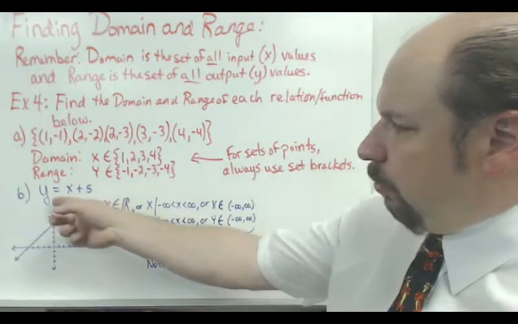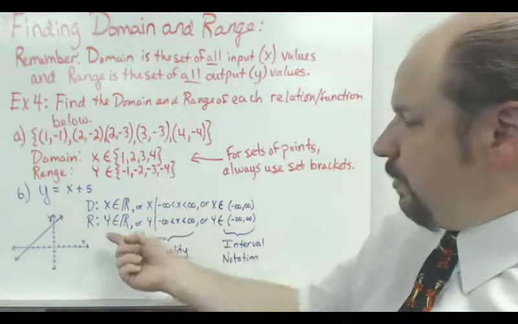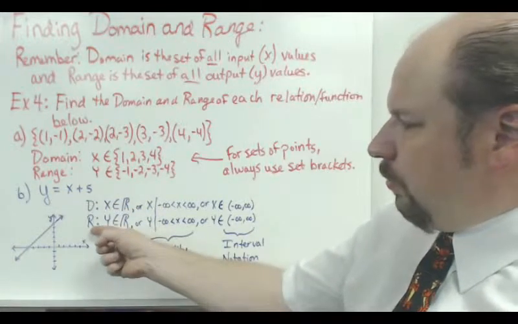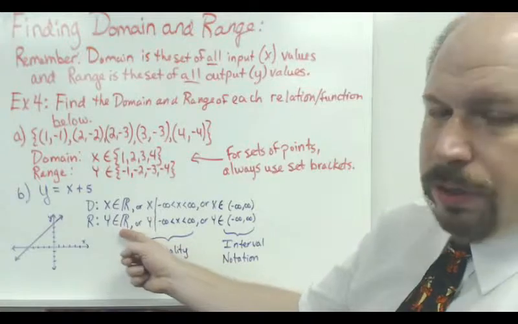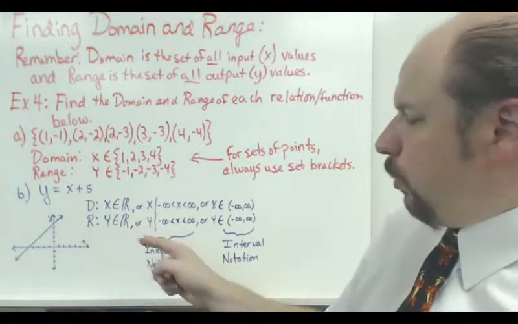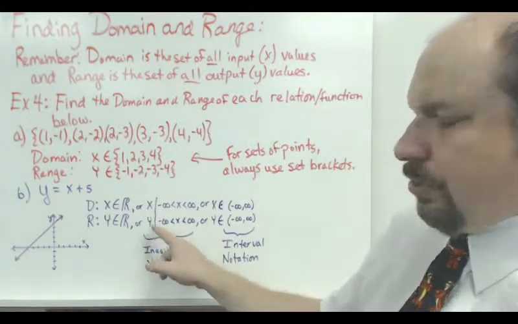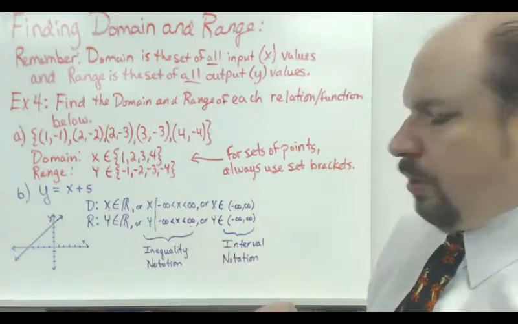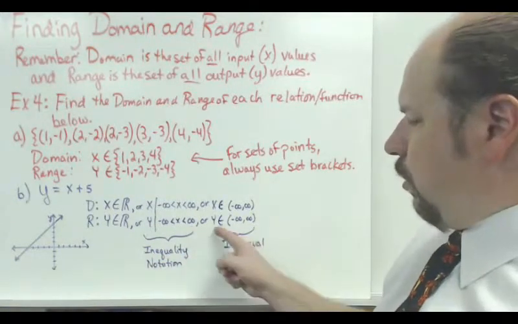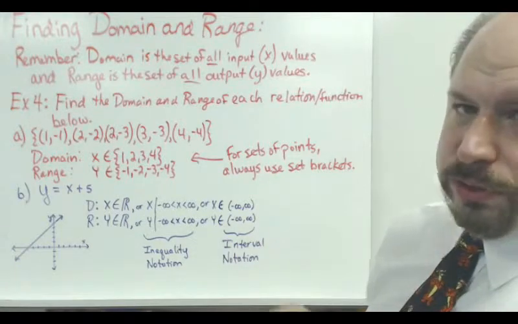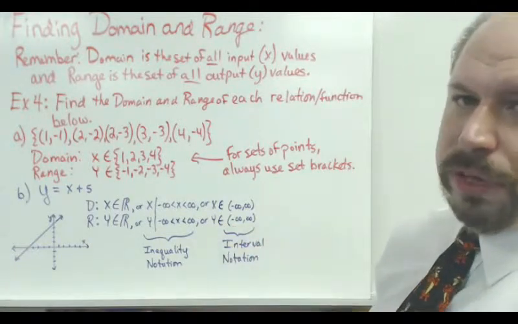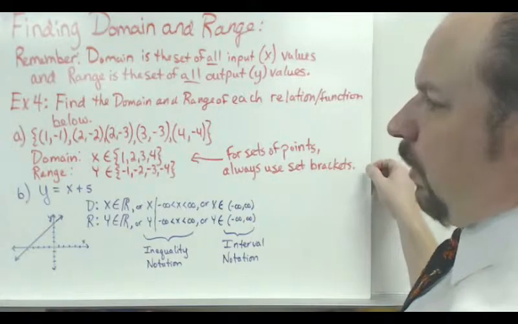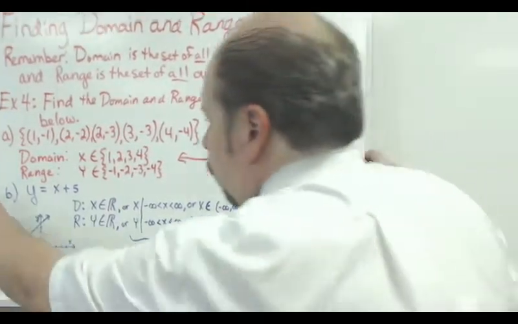And really, we can get any number back out of this. So our range is y is an element of the real numbers, or we could show it as just like up above, y such that negative infinity is less than x is less than positive infinity, or using interval notation, y is an element of negative infinity to infinity. Okay, a couple more examples here.